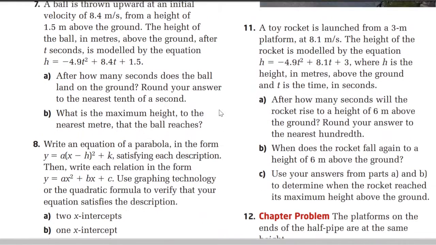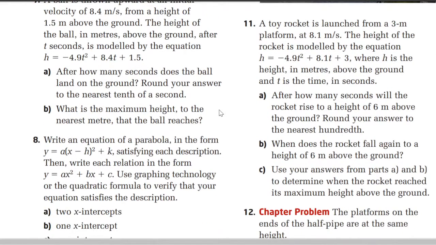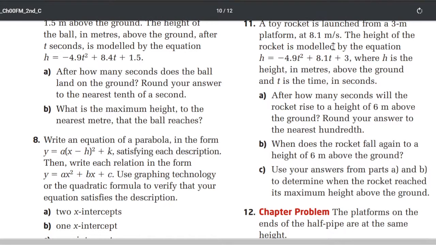So in number 11, we had a toy rocket launch from a 3-meter platform at 8.1 meters per second. The height of the rocket is modeled by the equation given. So in there, you're given some information that you don't necessarily need. The toy rocket is launched from a 3-meter platform at 8.1 meters per second. You don't explicitly need to know that in this case because you have an equation here.